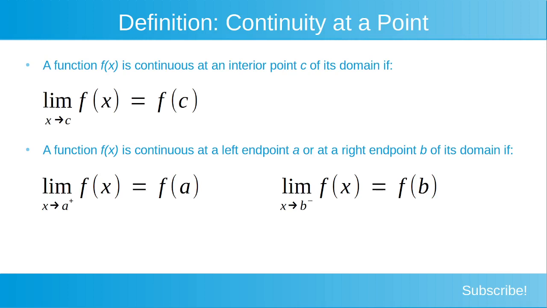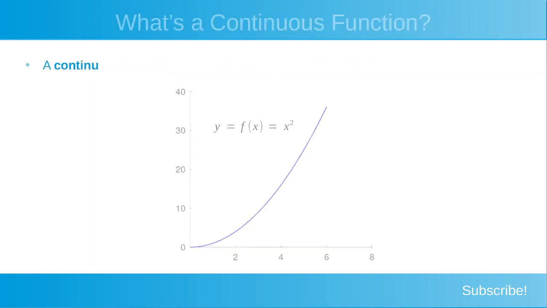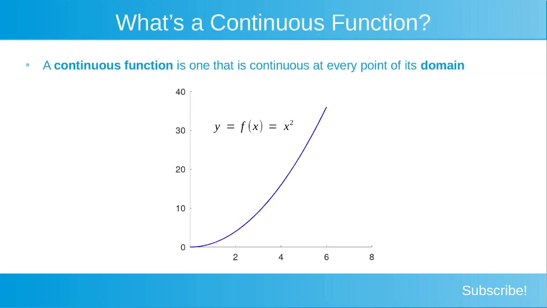So now that we have our definition of continuity at a point, we can now answer our question, what's a continuous function? A continuous function is one that is continuous at every point of its domain. Here for this function f of x is equal to x squared, this function is continuous at every point of the domain used here from 0 to 6. So this is a continuous function on this domain.